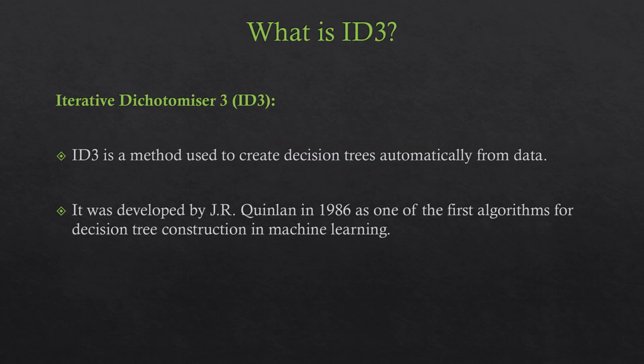What is ID3? Iterative Dichotomiser 3. ID3 is a method to automatically generate decision trees from data. അതായത് ഡാറ്റയിൽ നിന്ന് ഡിസിഷൻ ട്രീകൾ സ്വയമേ സൃഷ്ടിക്കാൻ ഉപയോഗിക്കുന്ന ഒരു രീതിയാണ് ID3. It was developed by J.R. Quinlan in 1986 as one of the first algorithms for decision tree construction in machine learning.